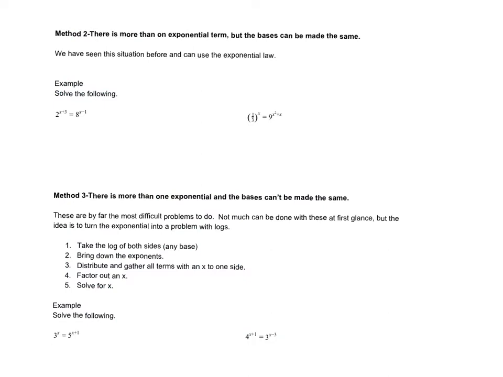Now the second kind of exponential equation we'll have is one that we've seen before, and that's when you have more than one exponential term, but you can make the bases the same. In this case, we can solve it just by setting the exponents equal. So this is called the exponential law. If you recall, it said if b to the x equals b to the y, then equivalently x is just equal to y. So if you can get the bases the same, then all you have to do is set them equal.